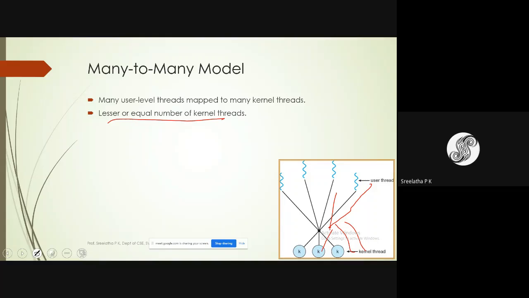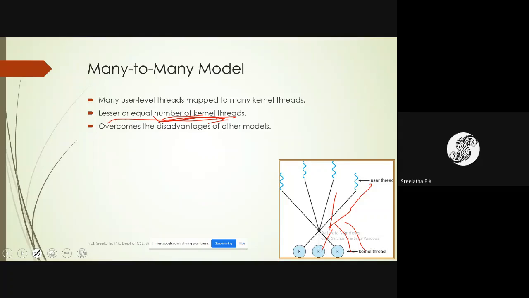The number of kernel threads will be less than or equal to the number of user threads which are created. I think there is a wrong statement here. It means lesser or equal number of kernel threads than the user threads. Fine.